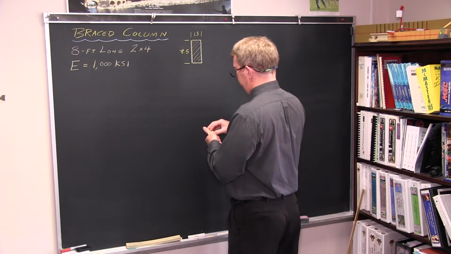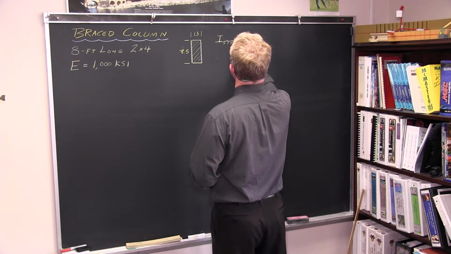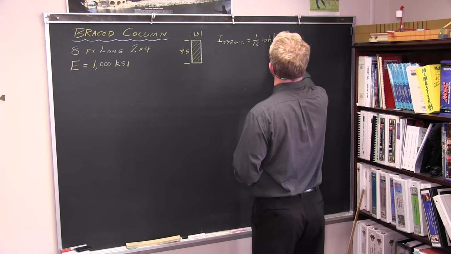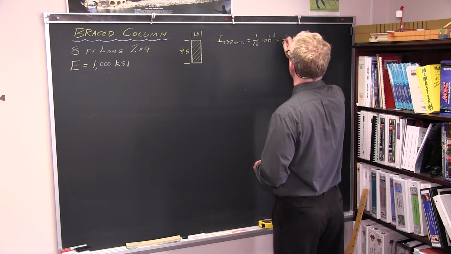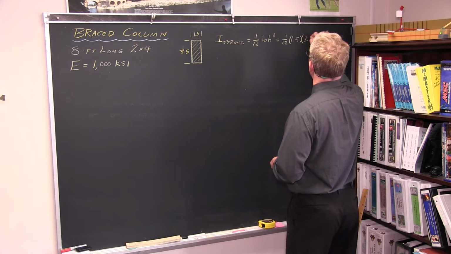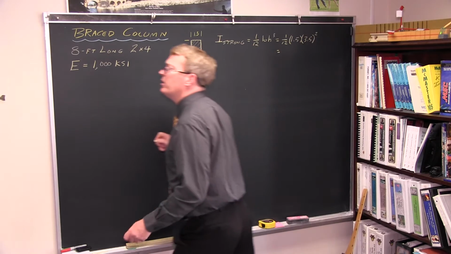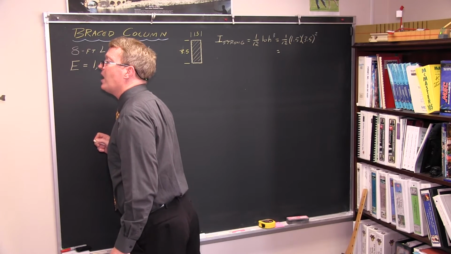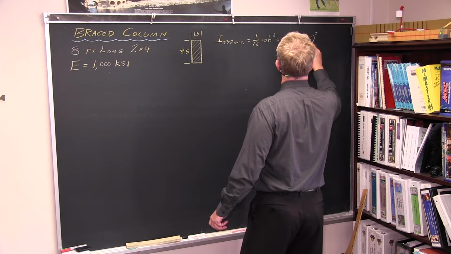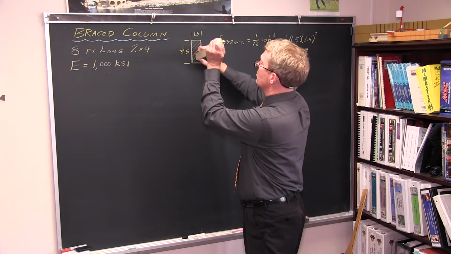So if I, in the strong direction, is equal to 1/12 BH cubed, that's going to be equal to 1/12 of 1.5 inches times 3.5 inches cubed, giving me a value of, and I pre-calculated some of this stuff, that's going to give me 5.36 inches to the fourth. And that's going to be if the object tries to buckle this way.